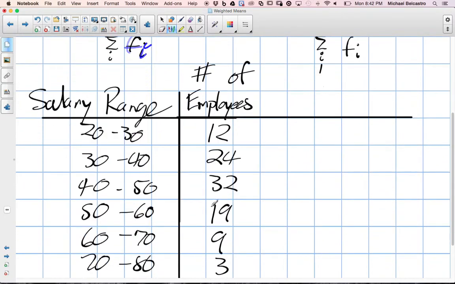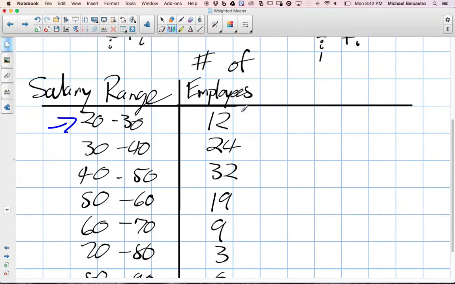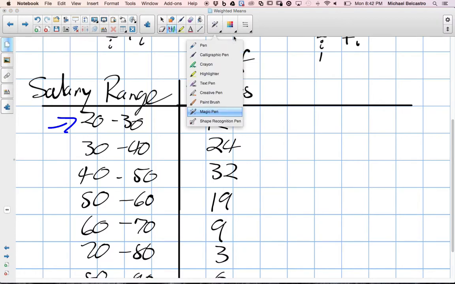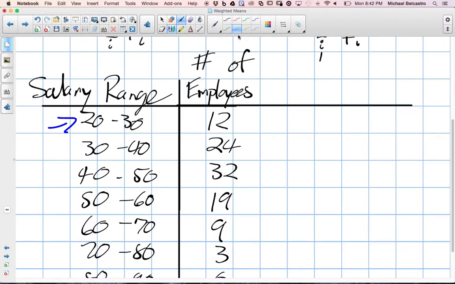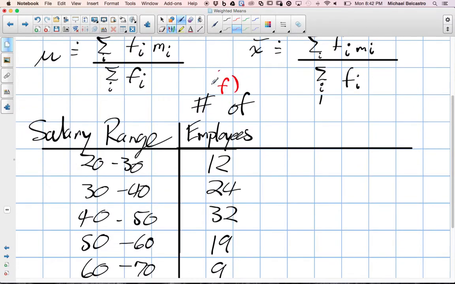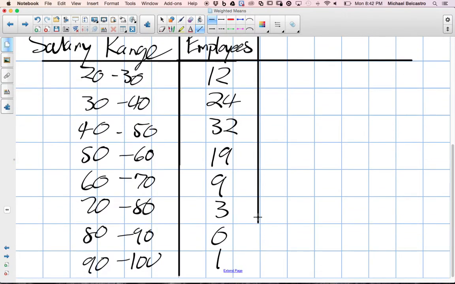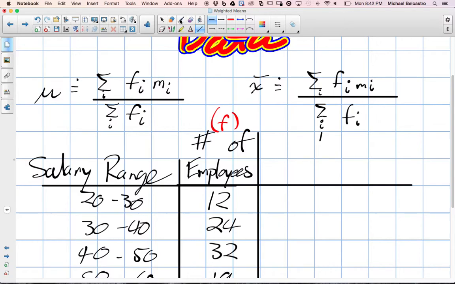So, got a whole bunch of data here. We have salary ranges, and we have the number of employees. The number of employees is already our frequency. They've told us that, so I'm going to call this the F value. The next thing we need is our midpoint value, so we're going to calculate that on the side here. We'll call it our M.